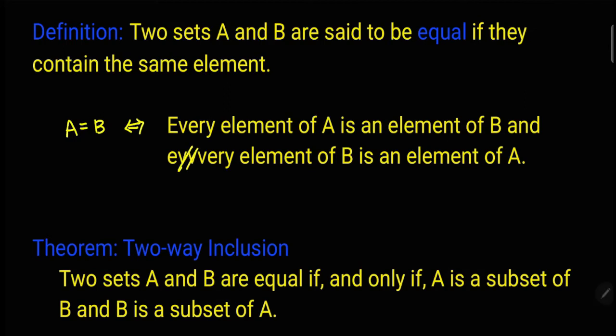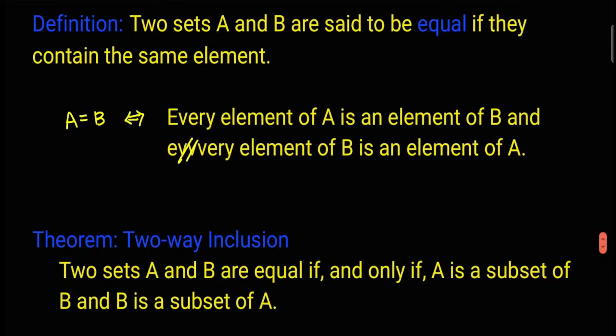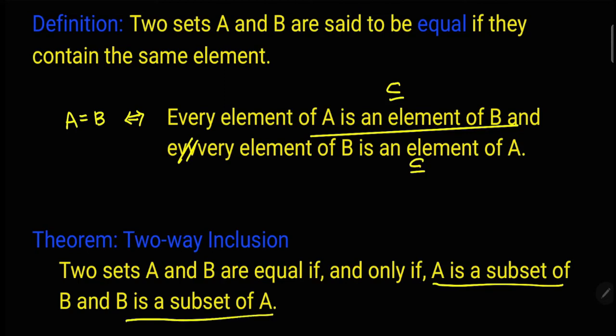Okay. So, how do we show that 2 sets are equal? We usually use the definition as follows. Because every element of A must be an element of B, that means A is a subset of B. But it also means that every element of B is an element of A, so B as well is a subset of A. To put it simply, and we call that a two-way inclusion, 2 sets A and B are equal if and only if A is a subset of B and B is a subset of A.